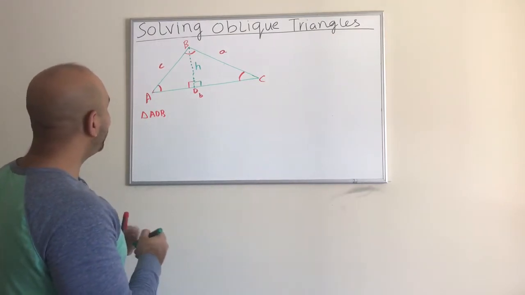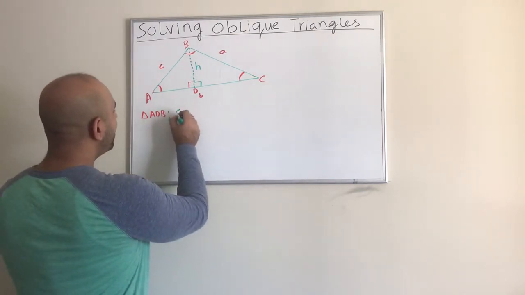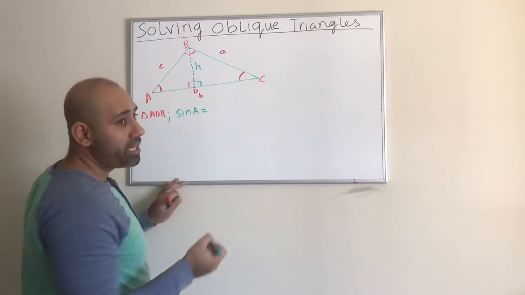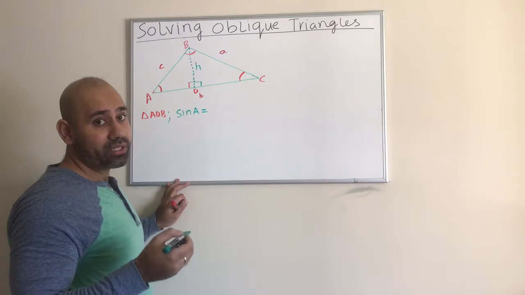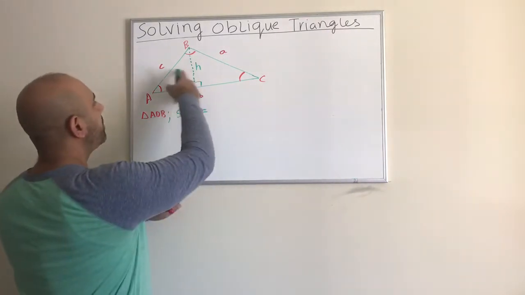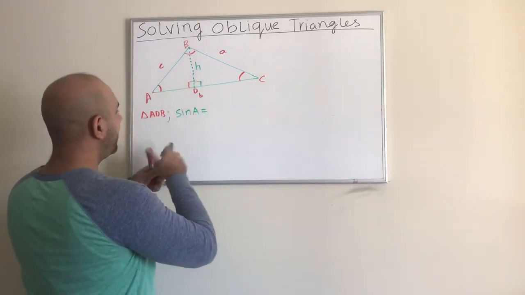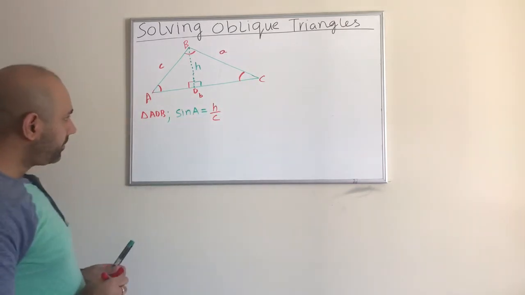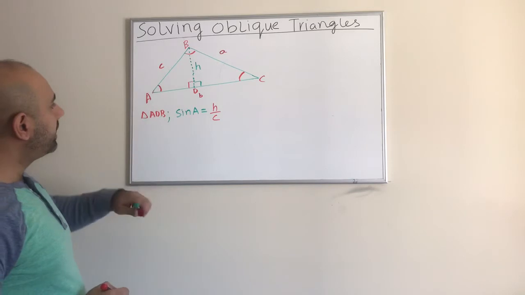Guys, in that right triangle, can we say that the sine of A is, we know it's a right triangle, so we can use the basic rules for the sine ratio, which is sine is the opposite over hypotenuse. Can I say sine of A is H over C? Okay, we can say that for this right triangle.